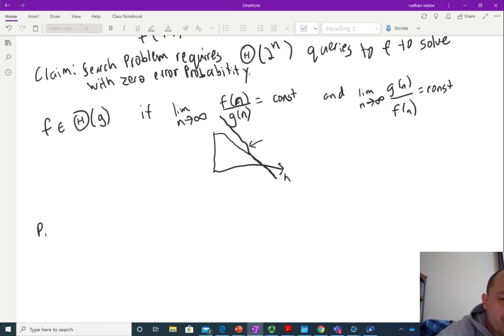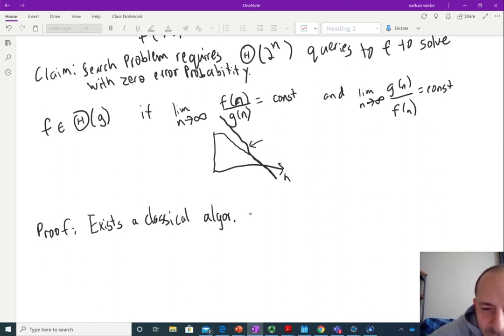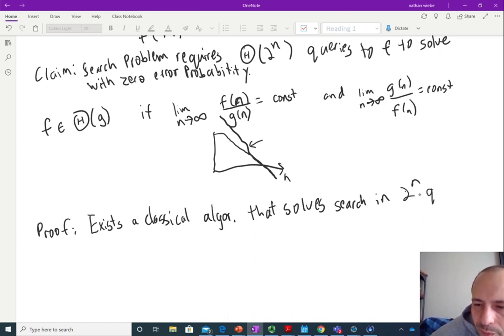Now, let's prove this. So, proof. The easiest one to do is the forward direction, the upper bound. So first, we say that there exists a classical algorithm that solves search in 2^n − 1 queries in the worst case. Now, this existence is actually really obvious.